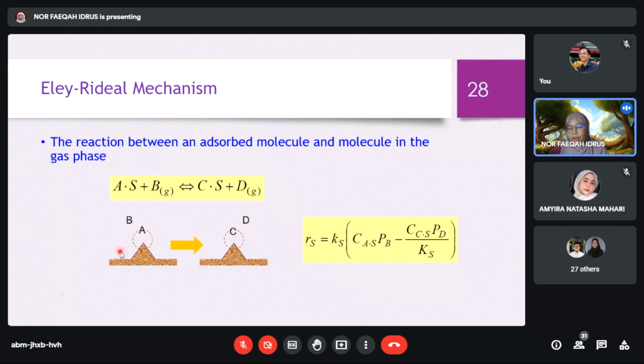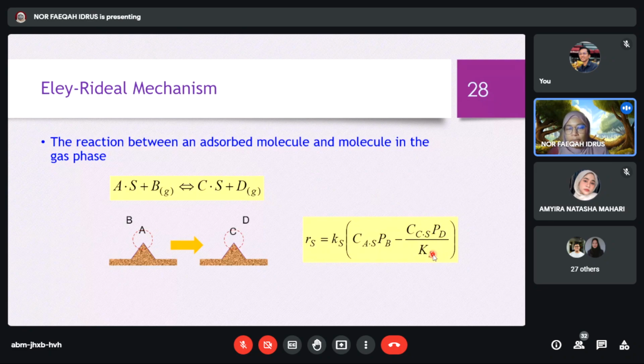So, how to write the rate law equation? So, Rs equal to Ks, based on the mechanism, CAS, A dot S, sebab B ni dia tak adsorb, so we write it in terms of its partial pressure. So CAS PB minus CC dot S, and D pun dia tak adsorb, dia just be free. Okay, so we write it in terms of its partial pressure of the product, and divide with equilibrium rate constant for surface reaction.